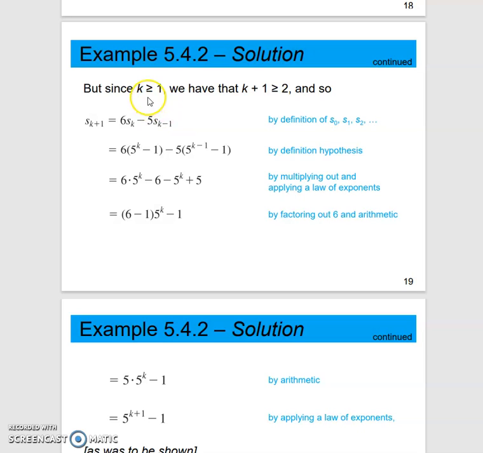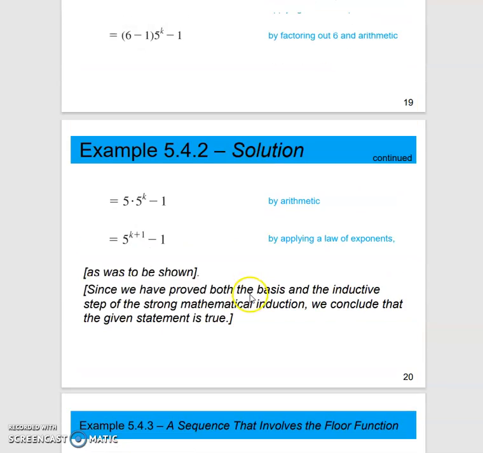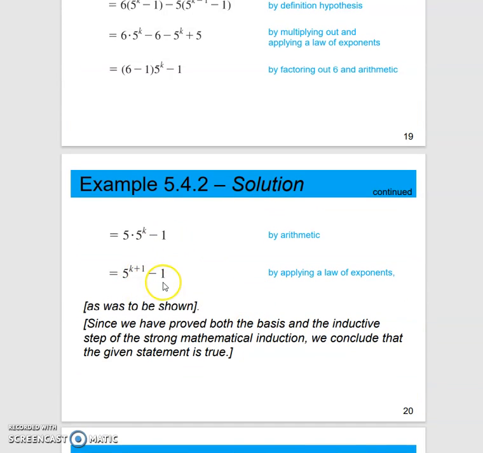All right. Well, we know that k is greater than or equal to 1, so that means k plus 1 is greater than or equal to 2. So I can start building stuff. So again, instead of s sub k, there's the value, and s of k minus 1, again, I am just using the definition of that formula there. And then let's start simplifying. So I multiply through. Minus 6 plus 5 is the minus 1. And since those both have the 5 to the k, I can factor that out of there. Of course, 6 minus 1 is 5. So I get 5 to the k plus 1 minus 1, and that is the thing that I was trying to show.